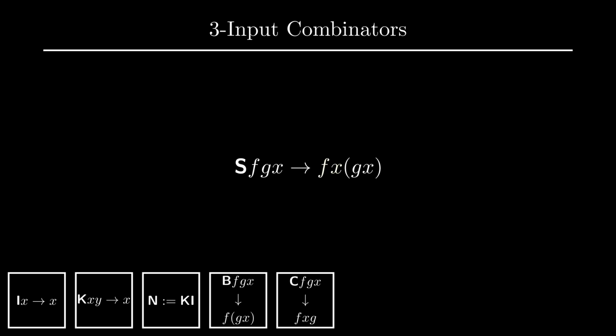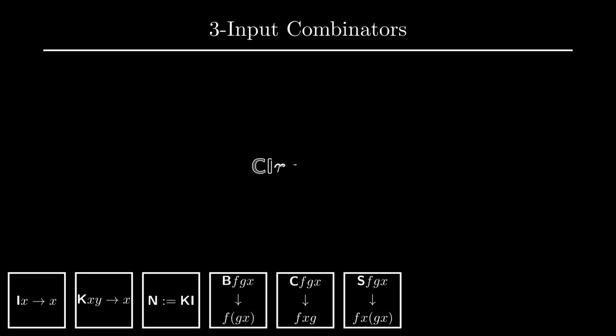Moving on to S, S applies f to x and g to x, then applies the result of f x to the result of g x. In a sense, its behavior is that of B and C simultaneously. Thanks to currying, we can switch from f(g, x) to f g x and back at will. Let's give some examples.